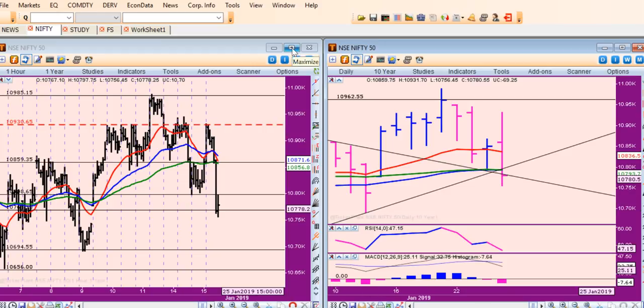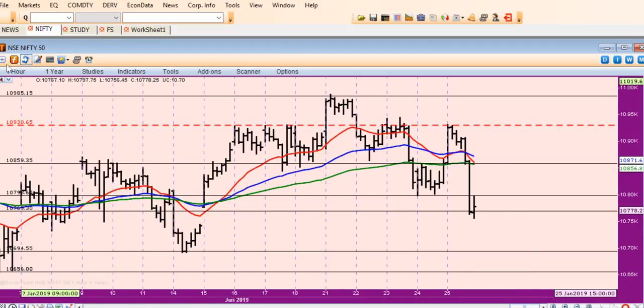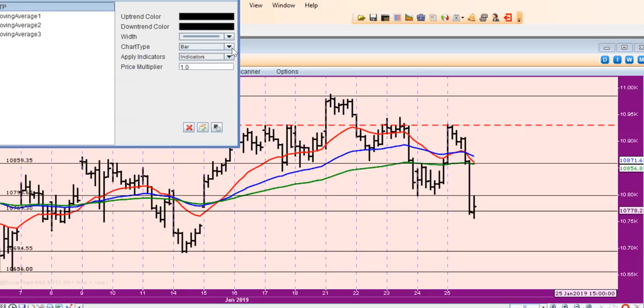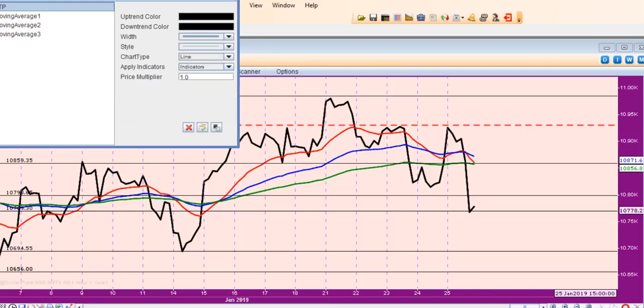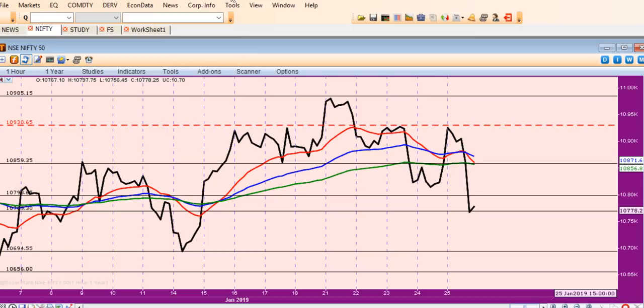Now, to understand what can happen today, I'll take you through a small analysis, and for that I'll change this formation from bar chart to line chart, so that we can easily understand the next support level of Nifty. For that, I'll quickly plot a few trend lines here. In my view, now I'm plotting a small support line. We cannot call it a trend line because I'm joining lower lows, and that is the reason this is just a support line.